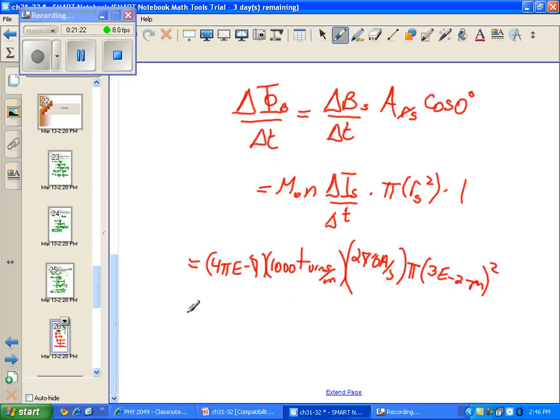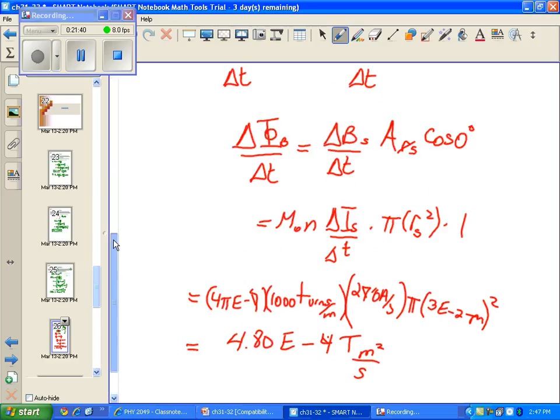And we square that. And that gives us the value, provided I have put all the numbers in the calculator correctly, 4.80 e to the minus 4 Tesla meter squared per second. That's our changing magnetic flux.